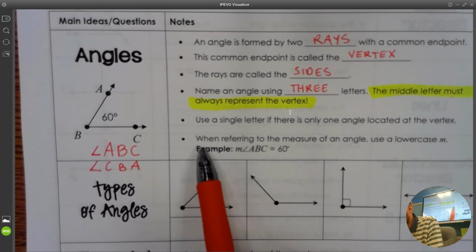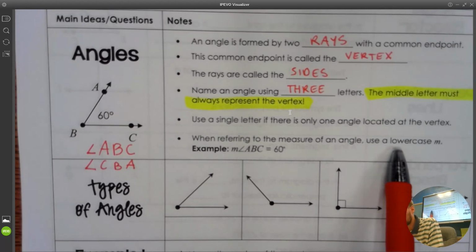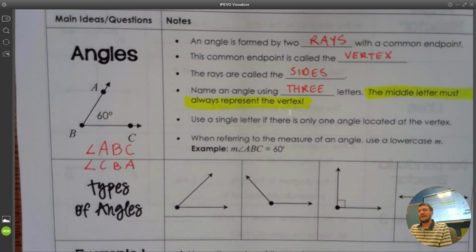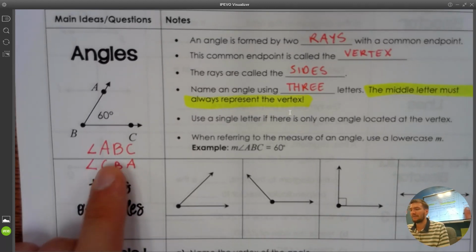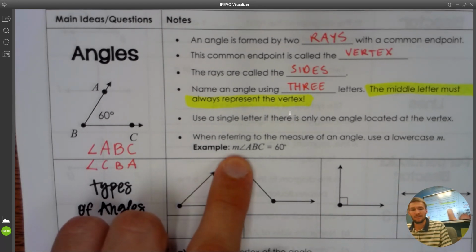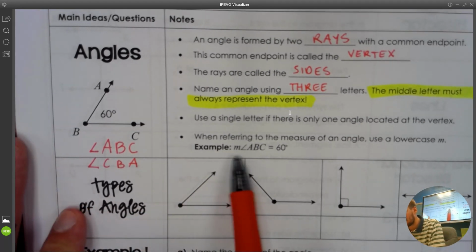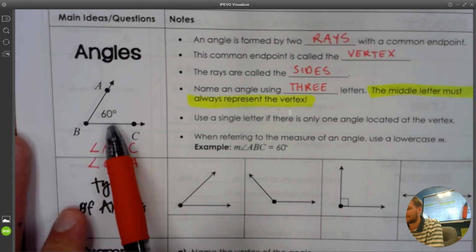Now here it says, when referring to the measure of an angle, use a lowercase m. If you're talking about the angle itself, but you're not being too specific, this is good enough. This is just talking about the general thing, ABC. But if you're trying to talk about the measurement of that angle, that's where we get this m, and the m stands for measure. So if we're talking about the measurement of ABC, we say it's 60 degrees, which looks like this.